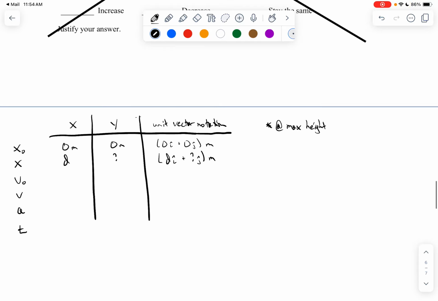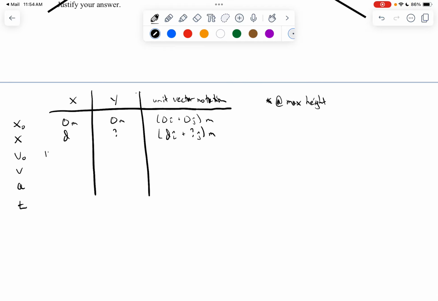So the initial velocity in the x direction, we'll have 10 cosine 30 degrees. The y direction will have 10 sine 30 degrees. So in unit vector notation, we'll have 10 cosine 30 degrees i hat plus 10 cosine 30 degrees j hat, again with our units of meters per second.